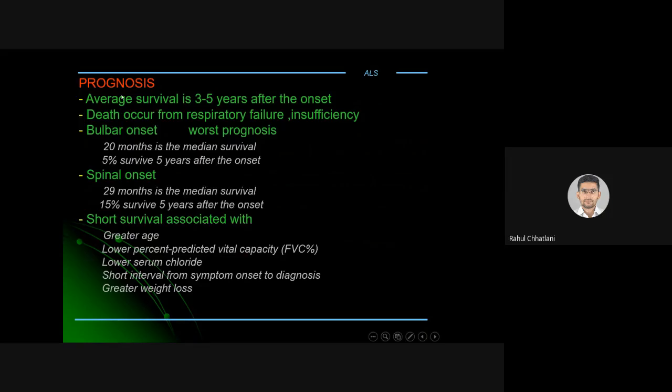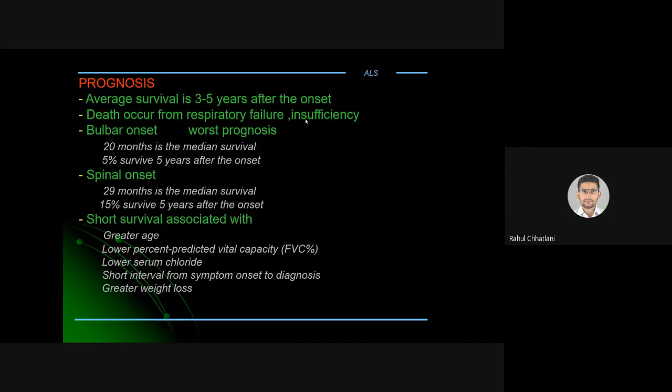Prognosis: average survival is 3 to 5 years after the onset. Yes, once the disease starts, once signs and symptoms start, the maximum the patient will be able to survive is 3 to 5 years. Death occurs from respiratory failure or respiratory insufficiency. As always, we have seen in GBS also, we have seen in multiple sclerosis also, it is the complication of the cardiopulmonary system that leads to death of an individual. Yes, the same thing applies to patients with ALS also.